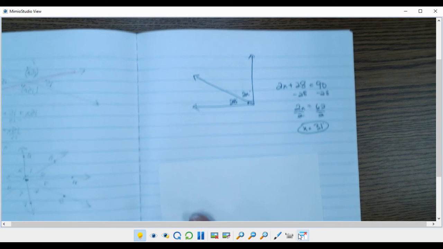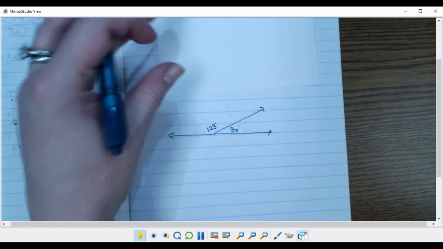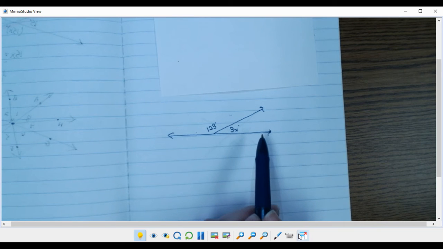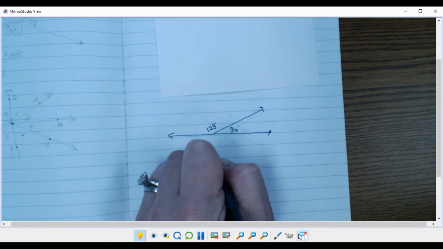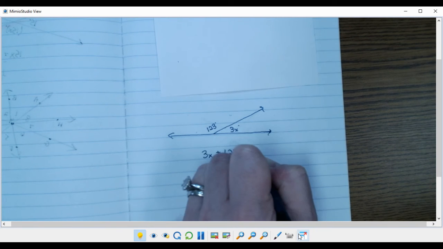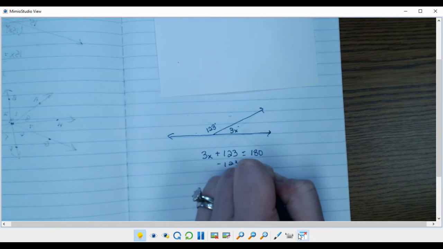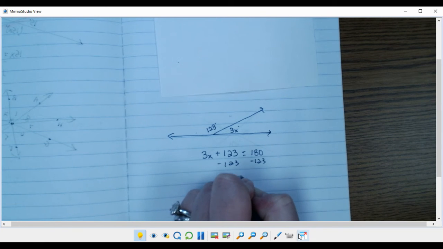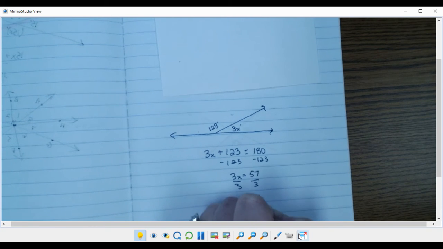Okay, let's look at a different one. These go together to make a straight line. Well, what do we know about straight lines? They're 180 degrees. So let's add 3x plus 123 to get 180. These are supplementary angles. Same thing. We'll solve the equation, subtract on both sides. I get 57, and then divide by 3. X equals 19.